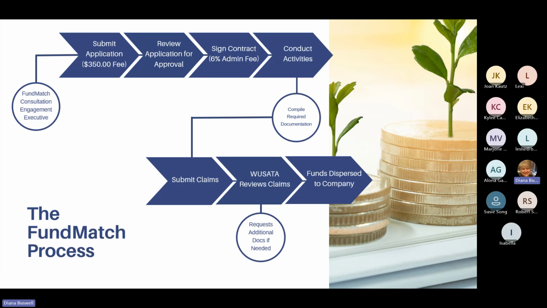Once the application is received, it is reviewed for approval, and you'll receive your signed contract electronically. There is a 6% admin fee on your funding amount. And once that's all resolved, you can conduct your activities and subsequently compile your documentation to submit a claim for WUSADA to review. Once the claim is received, if additional documents are needed, we'll request them, and funds will be dispersed to the company.